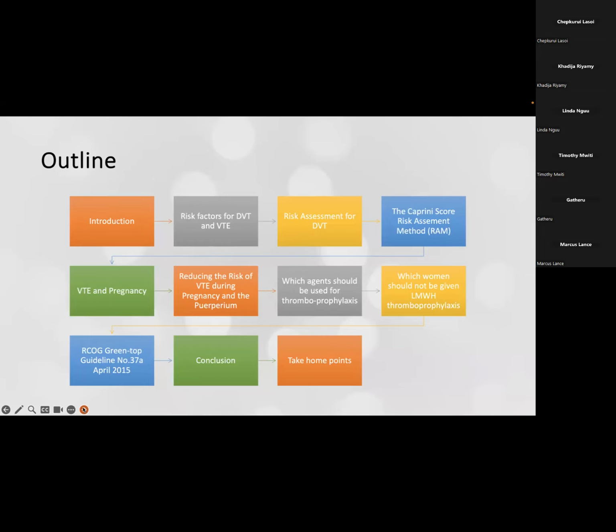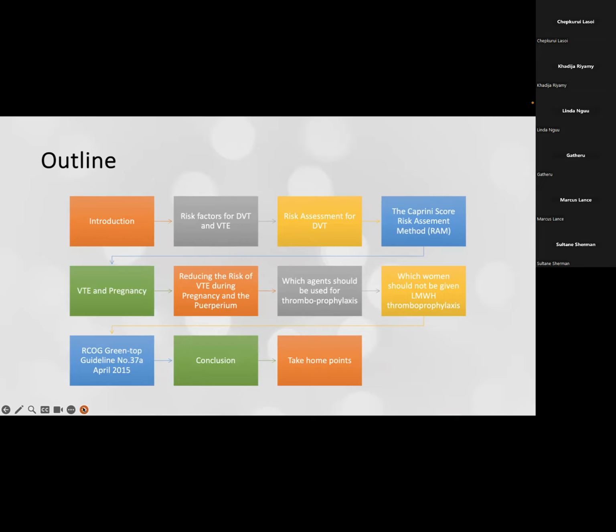And this is something that we are going to give even examples of what we have seen. Then we'll talk about which agents should be used for the thromboprophylaxis. Now, once we have identified that there is indeed a problem of thromboembolism in relation to anesthesia and surgery, then we need to find out which agents should be used, and particularly in the pregnant population. Which women should not be given low molecular weight heparins for thromboprophylaxis.